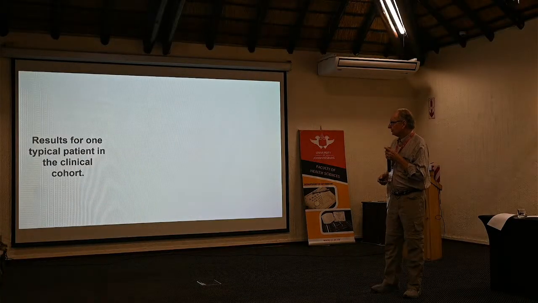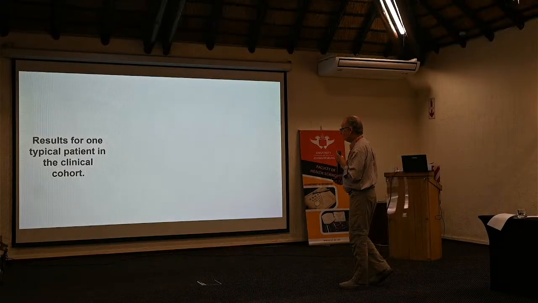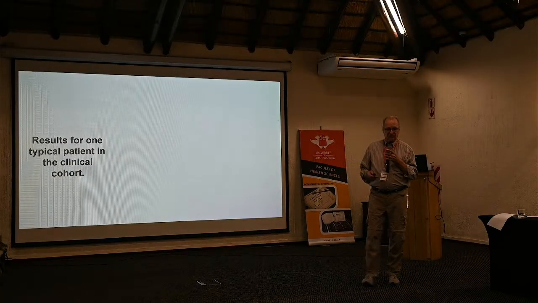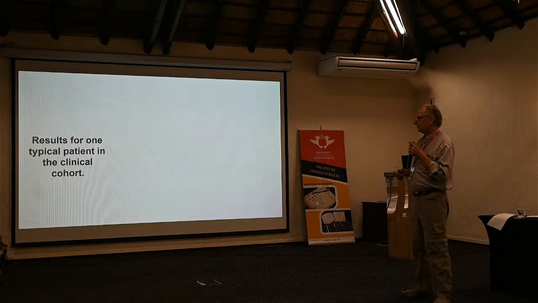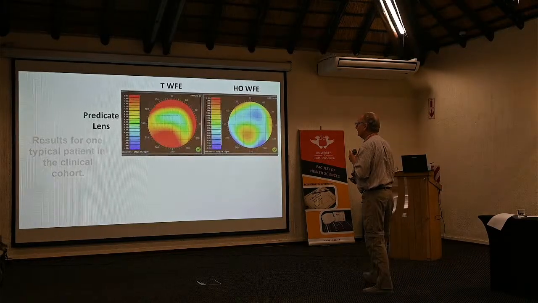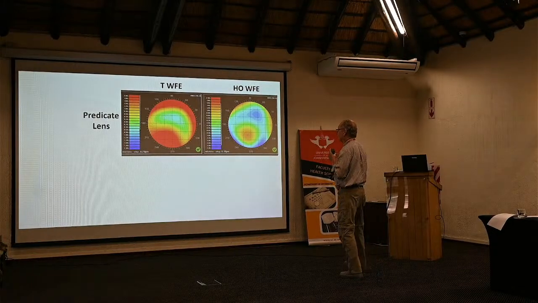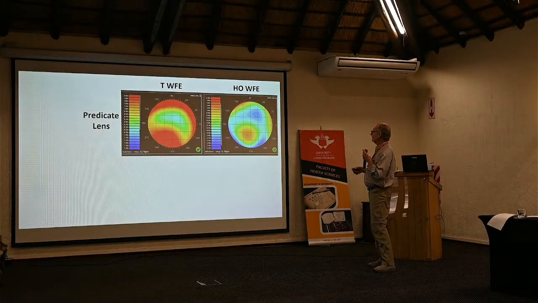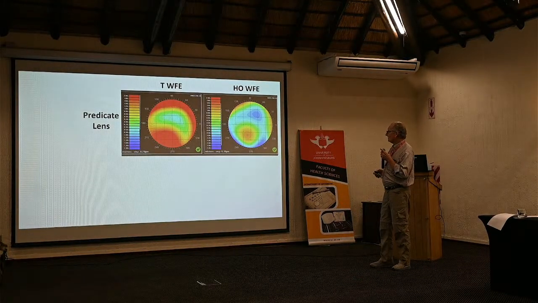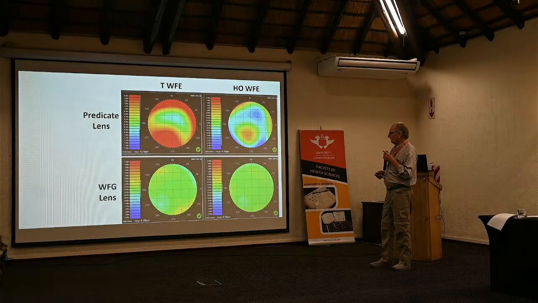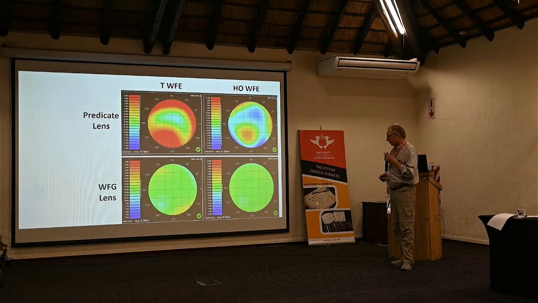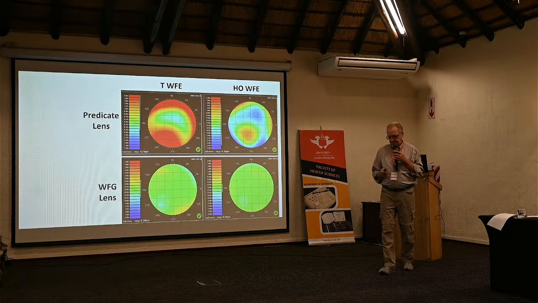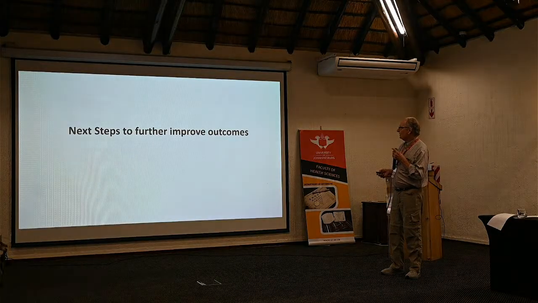Okay, here are the results of one typical patient in the clinical cohort. I show this patient because I've talked with this patient a lot, and I can tell you some of the comments they make. All right, so here's the predicate lens, total wavefront error, and the higher order aberrations, class A to moderate to severe keratoconic. This is a wavefront guided lens, and you can see most of the aberrations were eliminated. Okay, so we can do it.